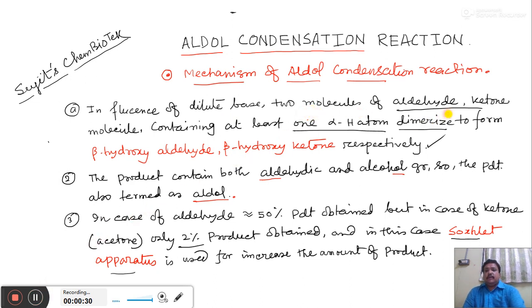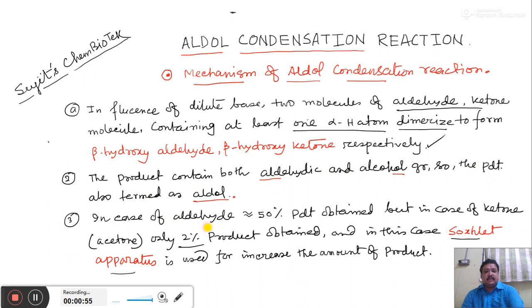two molecules of aldehyde or ketone containing at least one alpha H atom dimerize to form beta hydroxyaldehyde or beta hydroxyketone compound respectively. The product contains both an aldehydic group as well as an alcoholic group. So the product is termed as aldol.